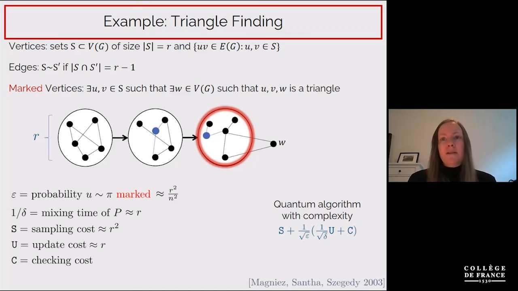So we want to implement a subroutine that checks if a vertex is marked, meaning it checks if there exists some vertex W that forms a triangle with two vertices in the current set. And we're actually going to give a quantum algorithm that implements this checking subroutine.